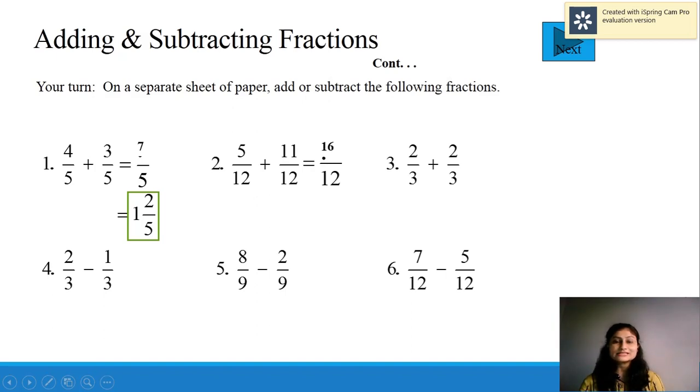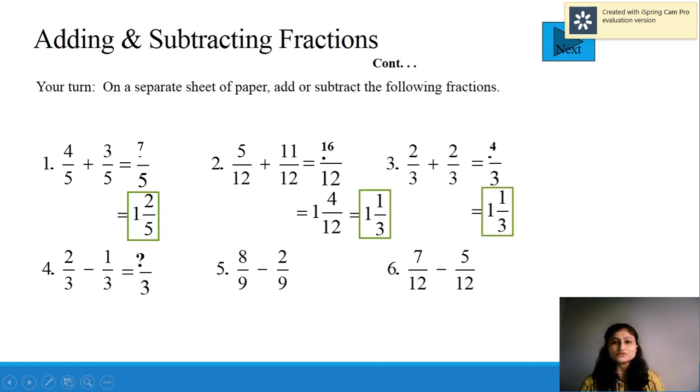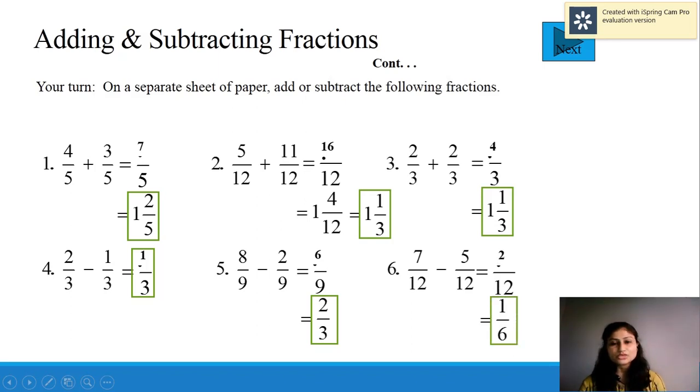Then the second answer is 16 upon 12, 1 integer 4 upon 12. And the reduced form is 1 integer 1 upon 3. Then the third is 4 upon 3 and the reduced form is 1 integer 1 upon 3. The answer of the fourth is 1 upon 3. The answer of the fifth is 6 upon 9 and the reduced form is 2 upon 3. The sixth answer is 2 upon 12 and the reduced form is 1 upon 6.